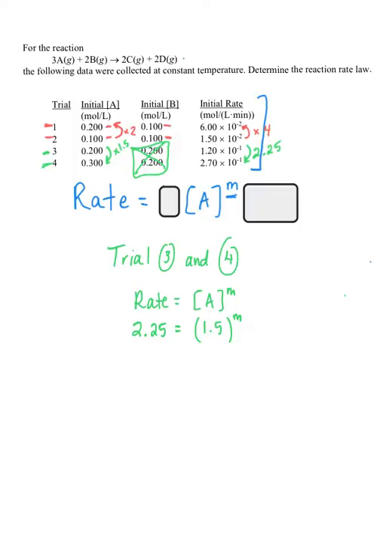Now it might not be quite as intuitive to identify what the value of that exponent is. So in this event, we can use the power of logarithms to help us solve for that exponent that's unknown. We can take the log of both sides, the log of 2.25 on the left-hand side and the log of 1.5 raised to the m power on the right-hand side. Remember, a rule of logarithms says that anytime we take a log of a number that's raised to an exponent, that's the exact same thing as multiplying that exponent by the log of the number itself.